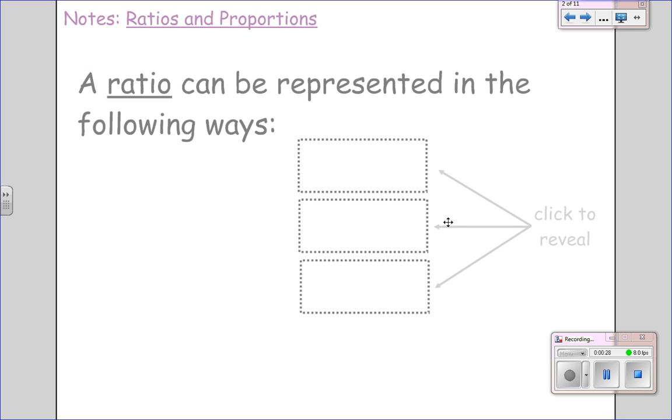A ratio can be represented in the following ways. First off, x to y, so we actually write the word "to" between them. So an example would be 3 to 4. Or let's say we're in a classroom and there's 10 guys and 12 girls. It would be 10 to 12, 10 guys to 12 girls.